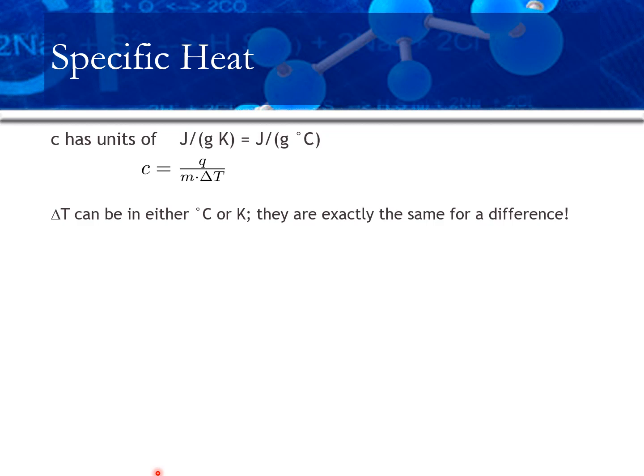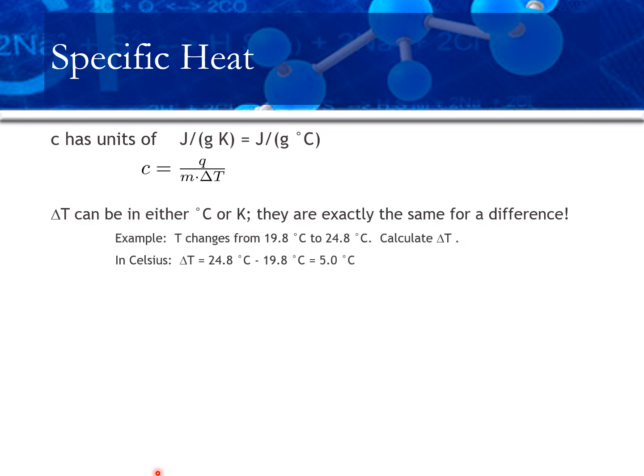In fact, let me just show you a very, very quick example of this. All right, suppose we have a temperature change from 19.8 degrees Celsius to 24.8, and we calculated delta T. Delta T, of course, we always take the final temperature minus the initial temperature, and we get a temperature difference of 5.0 degrees Celsius. What if you insisted on converting to Kelvin first? That would be a bad idea because they're interchangeable in this case, but if you did, what would happen?